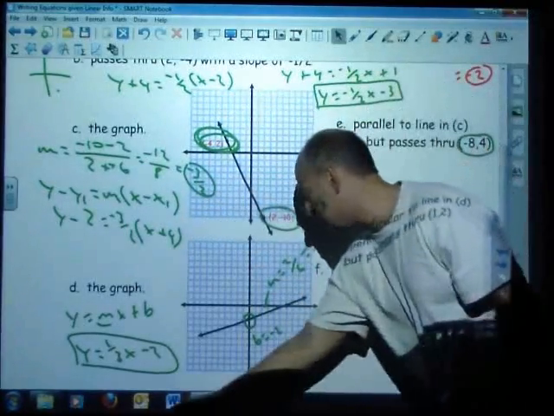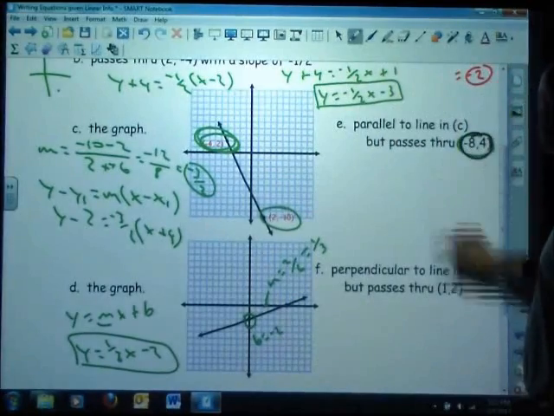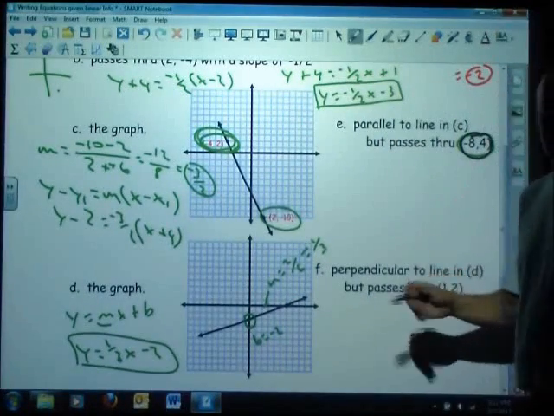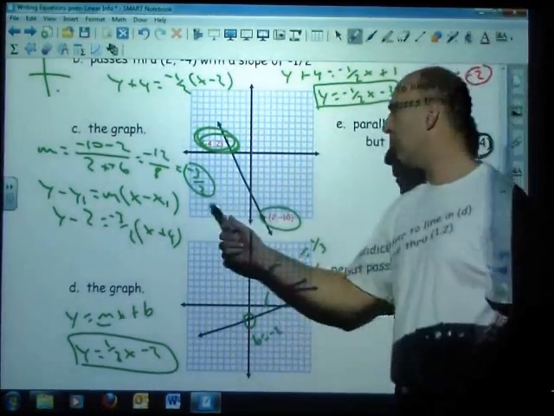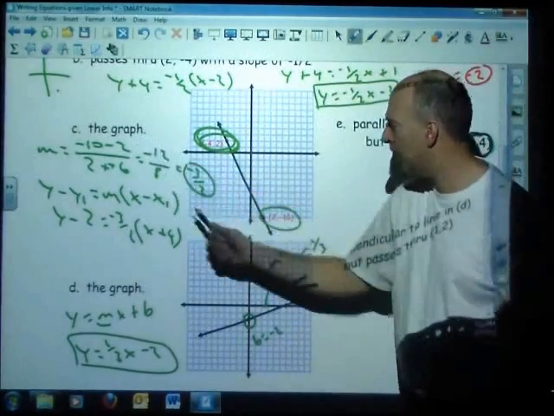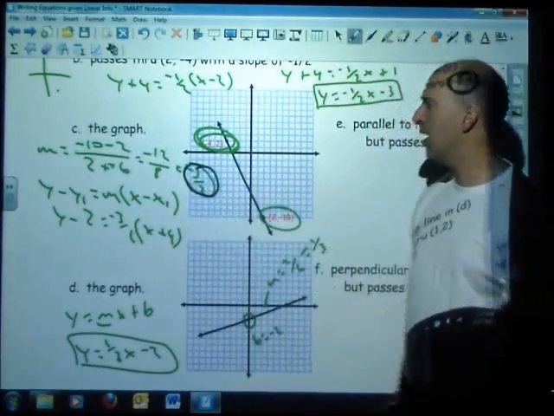So if you look at this, they're giving us a point, and they're also giving us the slope, because the slope has to be the same as it was over here. So the slope is -3/2.